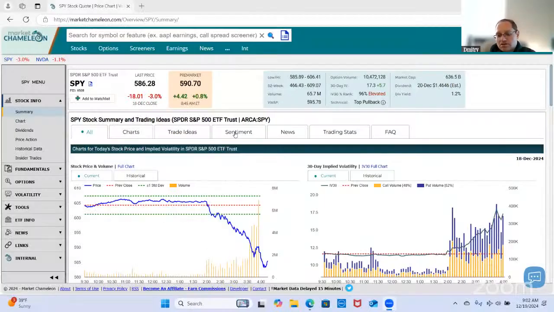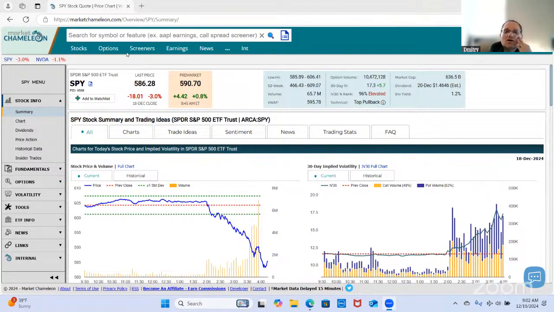Good morning, everyone. I'm going to share my screen here, and today we will cover how to find the SPY implied volatility skew. But before we do that, let's just take a look at a couple things here. What happened yesterday in the markets, SPY.